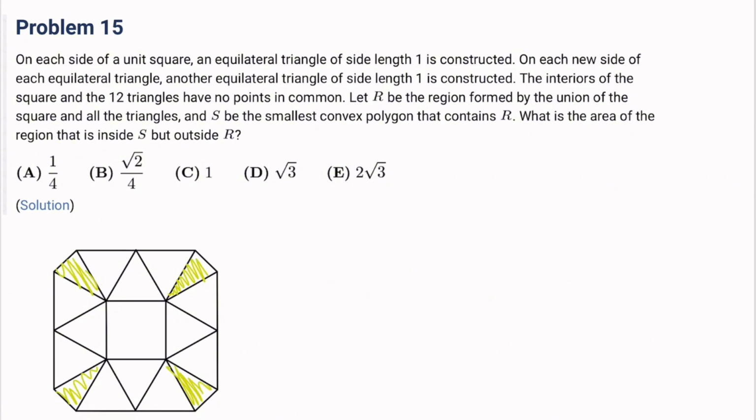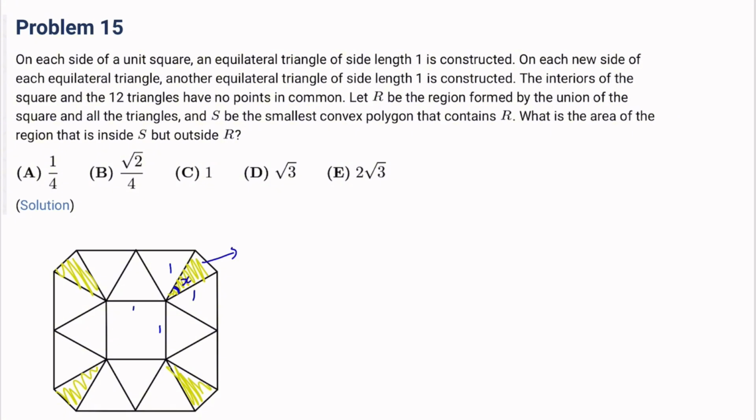And so because this octagon is the smallest convex polygon containing R, and since this is 1 and this is 1, and so that's also 1, this is also 1, that means this is also 1, right? So this is 1 and this is also 1. And let's say this is x degrees, right?